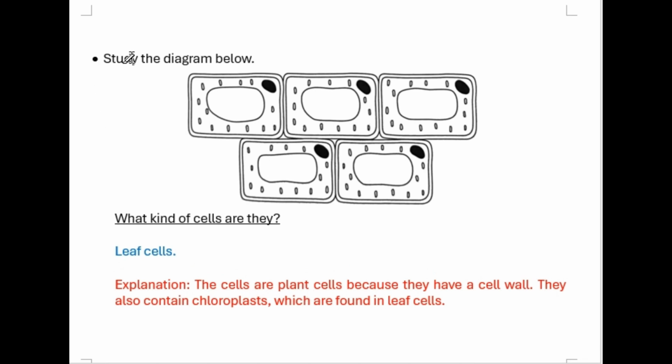Study the diagram below. What kind of cells are they? Leaf cells. Explanation: the cells are plant cells because they have a cell wall. They also contain chloroplasts, which are found in leaf cells.